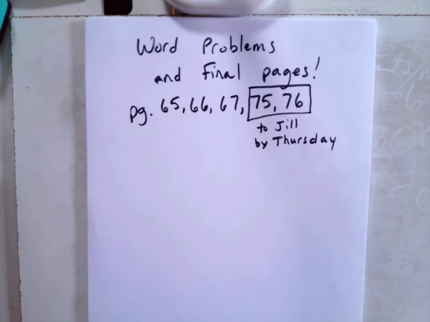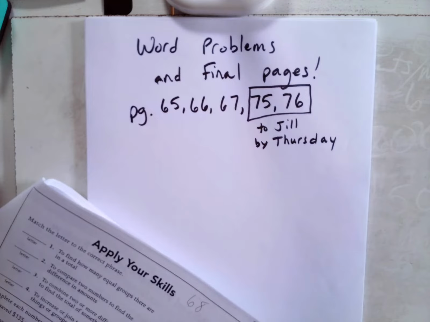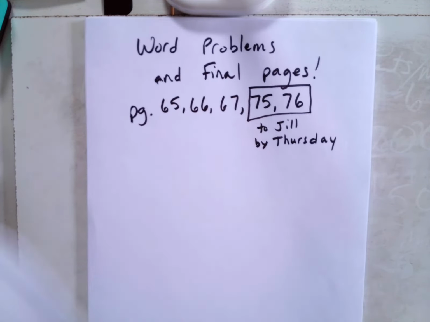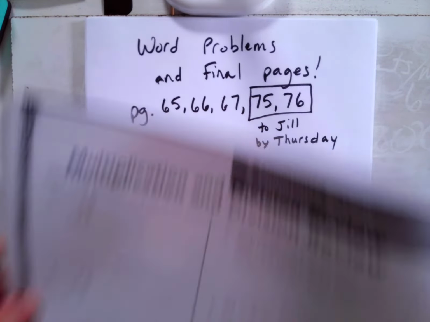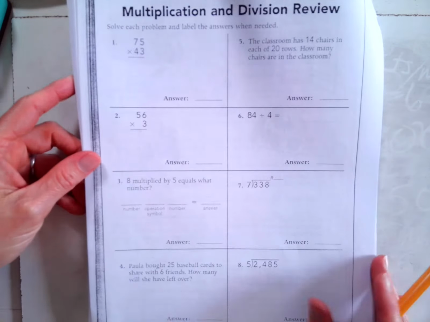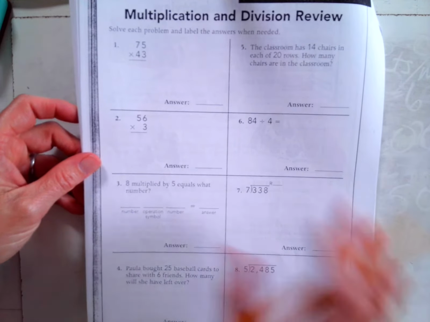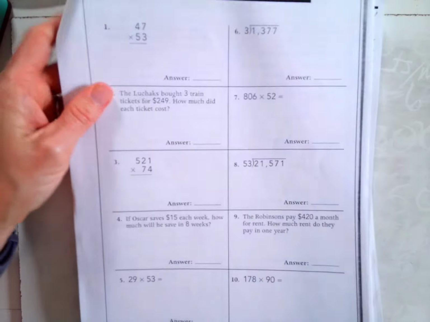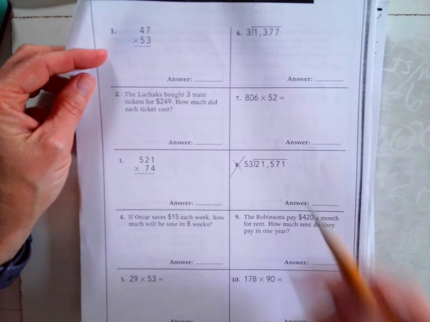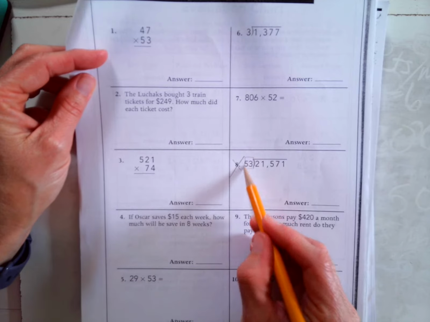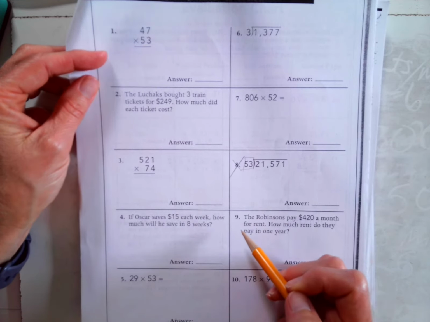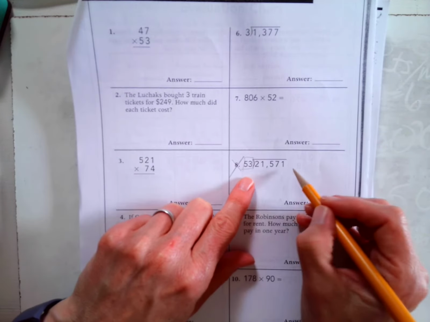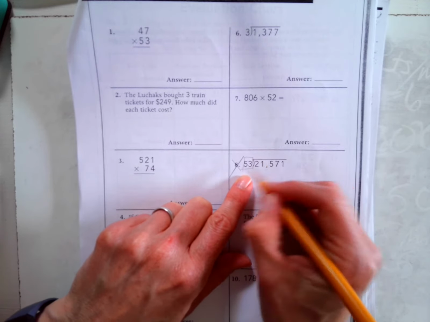And then the last two pages are both division review, page 75 and 76, and multiplication and division review. So these are important, and these are the two that I want to see. And on page 76, you do not have to do number 8 because we did not learn how to do this type of division. But if you wanted to think about this type of division, there are pages that show this.